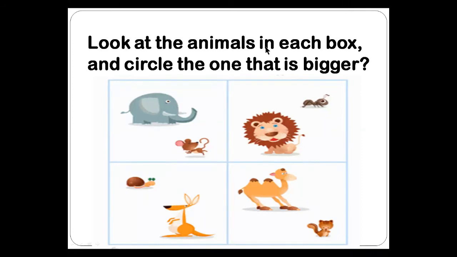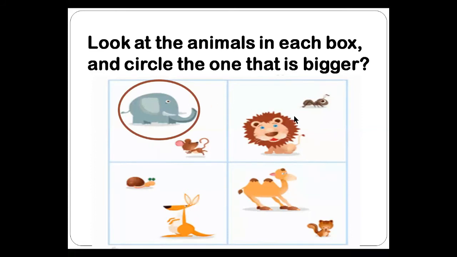Look at the animals in each box and circle the one that is bigger. You have to see the animals, and from each box you will circle the bigger one. See the first column. In the first column we have two animals. One is an elephant and one is a rat. Who is bigger? Obviously, the elephant is bigger. You will do the circle on it.